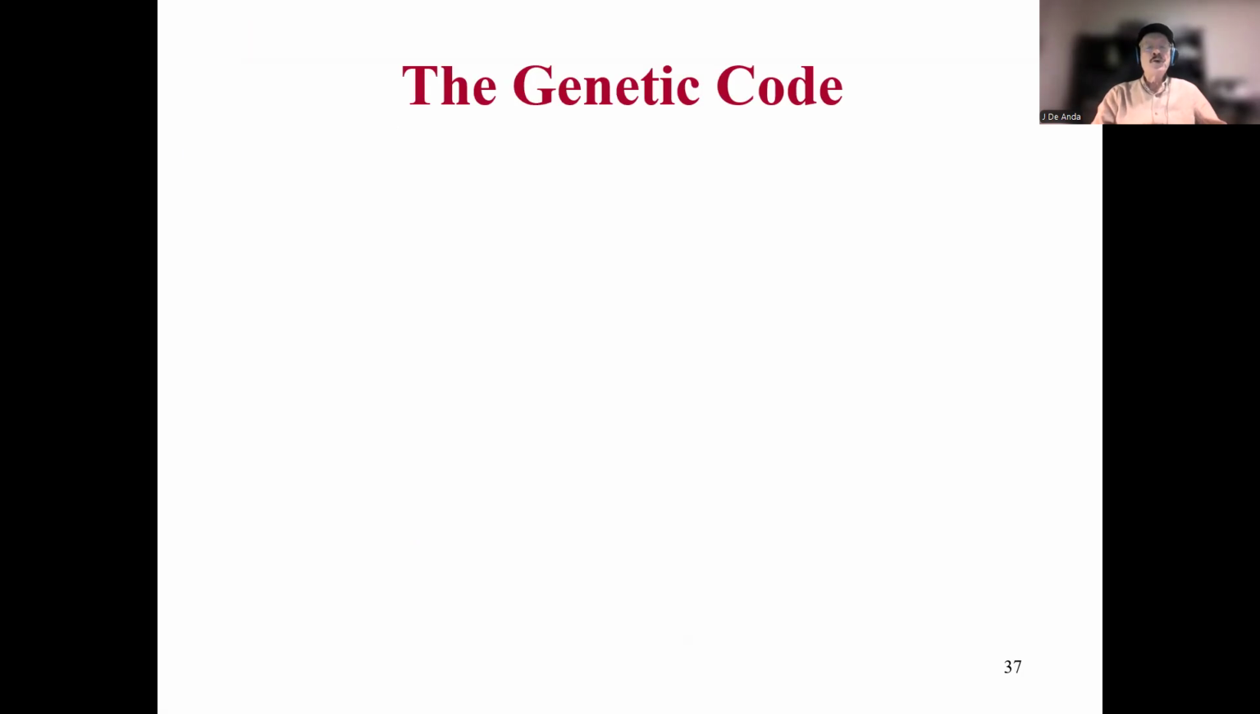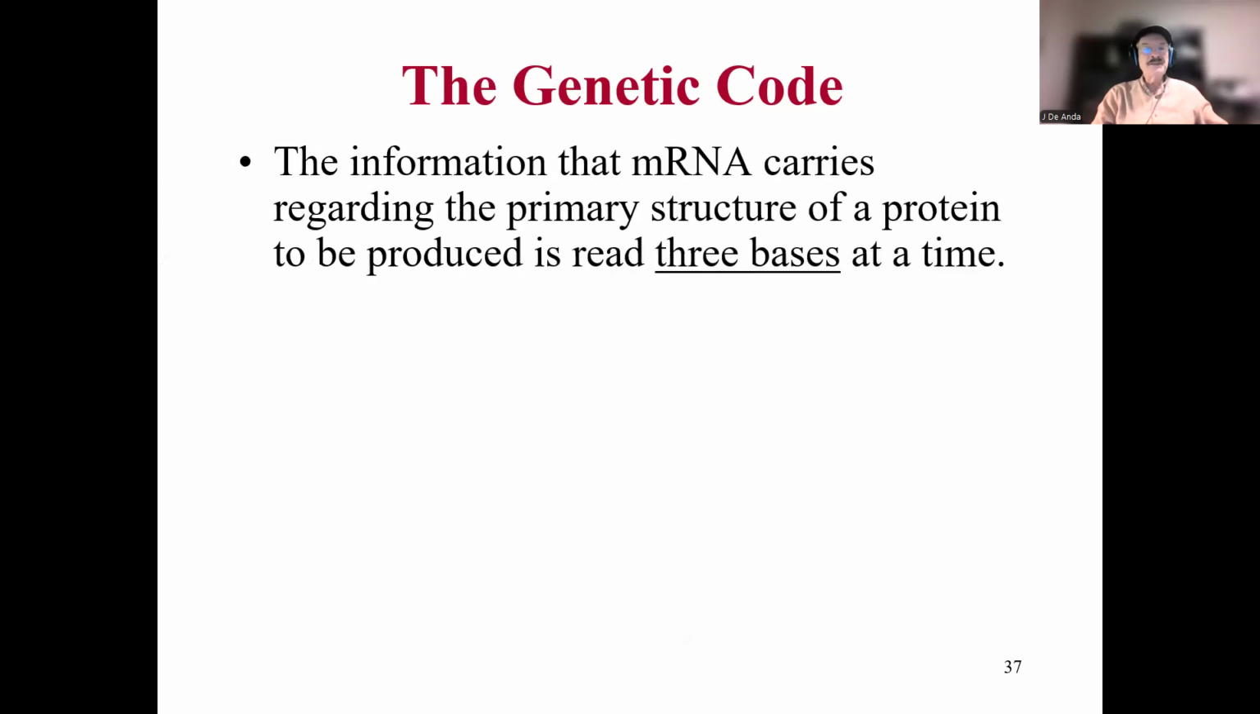In order for this to work, there has to be some kind of a code, and we call it the genetic code. During the 1940s, 50s, and 60s, this was one of the major thrusts of molecular biology research. It was trying to define what was the genetic code. How does the information in the DNA of the cell get converted into specific sequences of amino acids in proteins?